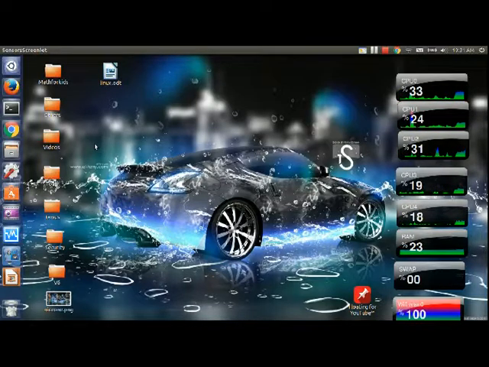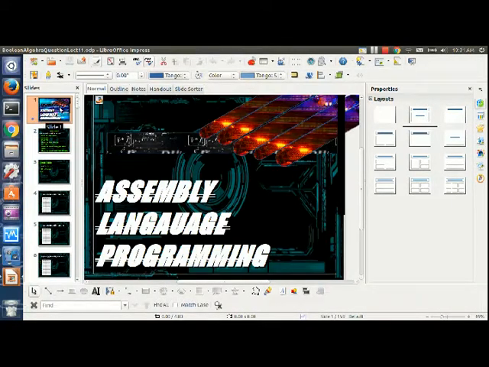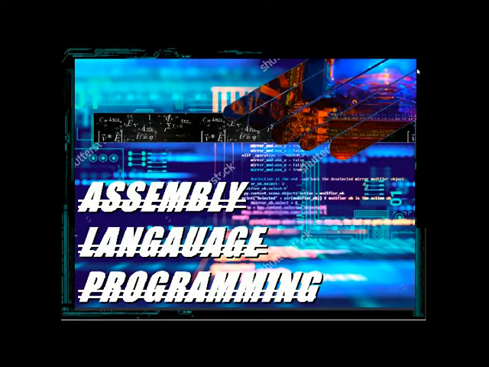Hello guys, today we're gonna start with lecture 11. We're gonna go basically over Boolean algebra. We're not gonna give anything new. It's an example that will do most of the stuff we took in the Boolean algebra.